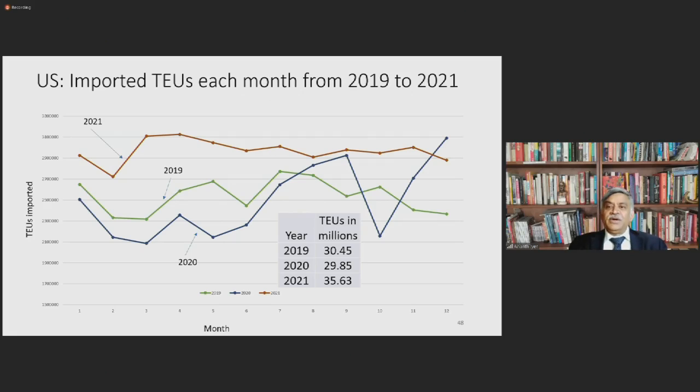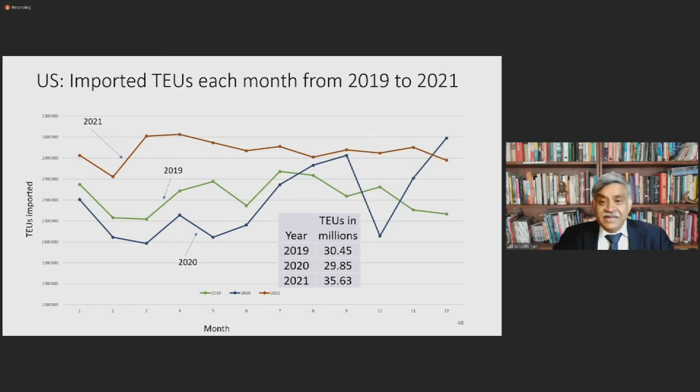The part I want you to look at is 2021. Look at the numbers for 2021 every month. If you look at the total number of TEUs in millions imported into the United States, we went from 30 million to about 29 million to 35 million. So if you take all your ports and look at all of these orders, should we be surprised that there were bottlenecks? Clearly the answer is no.